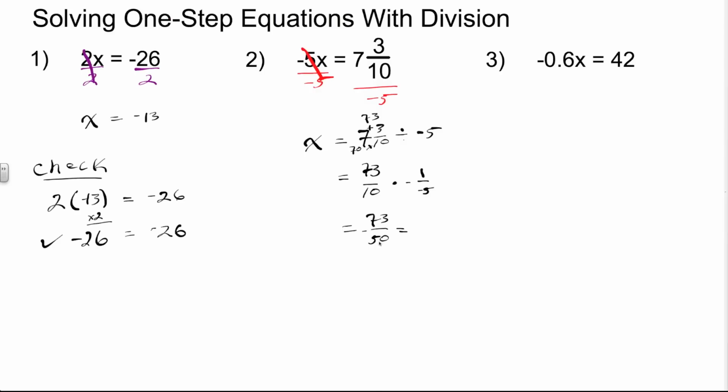We could write this as a mixed number. Since 50 goes into 73 one time, that would be a negative 1. That would leave us with 23 left over, so negative 1 and 23/50. So either one of those could be our answer. If we go into our check mode here, just to make sure our answer is correct, we're going to substitute our solution into the original equation. The original equation was negative 5x, or times x, so we're going to multiply that by our solution. I'm going to use the negative 73 over 50, the improper fraction.